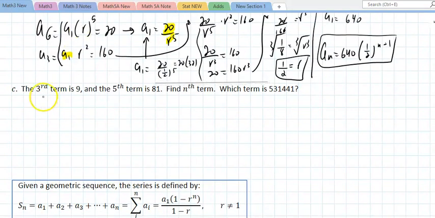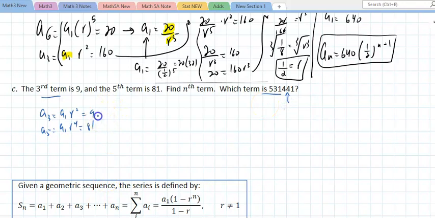The third term of a geometric sequence is a sub 1 times r squared equal 9. The fifth term is a sub 1 r to the fourth, which is 81. Which term is this term? Well, let's see how this works. I need to find the general term first. Replace the general term by this. See if n is an integer, then it will be there.